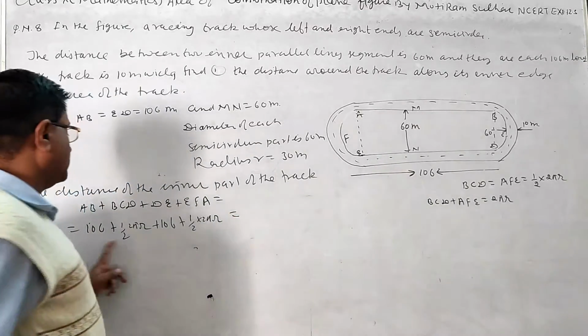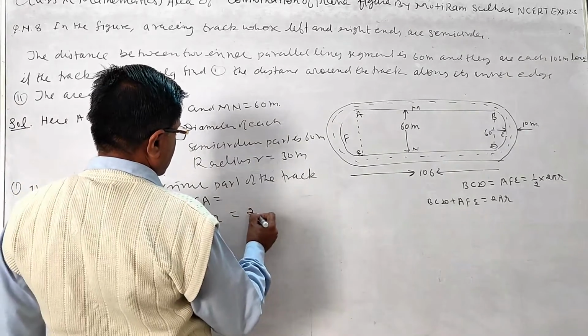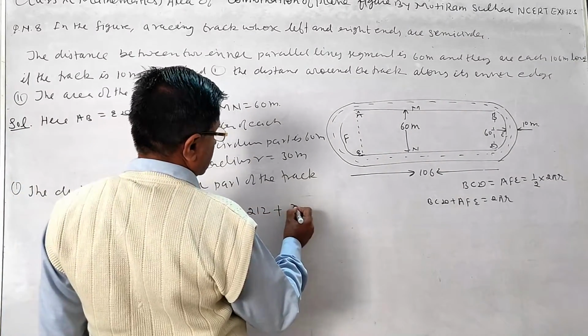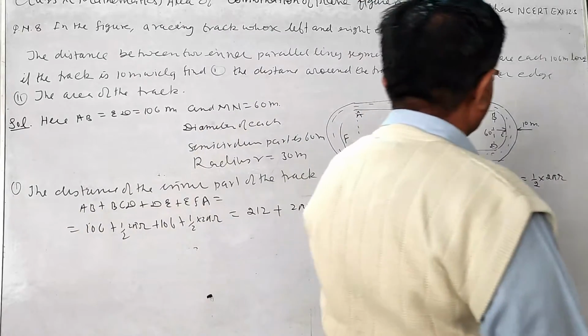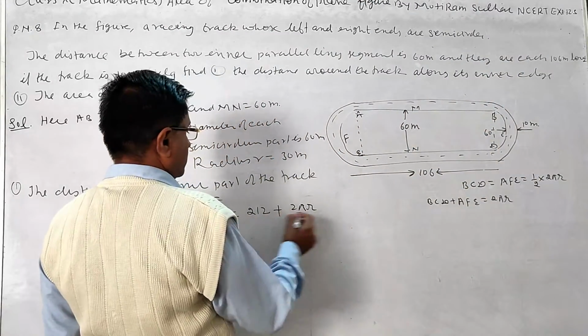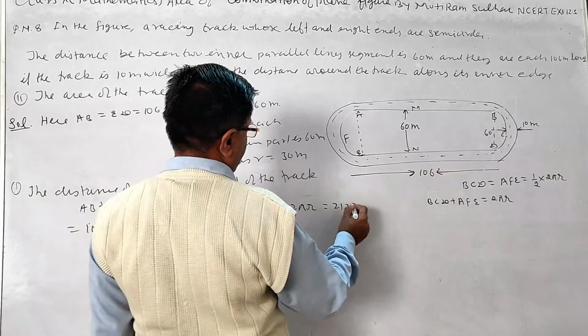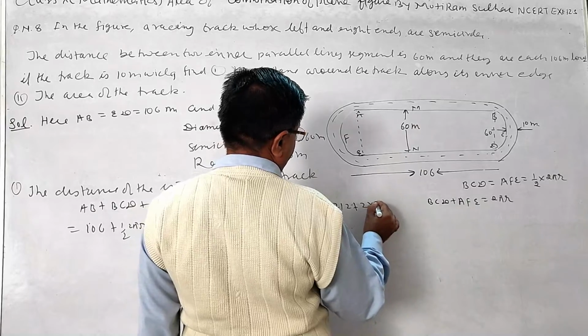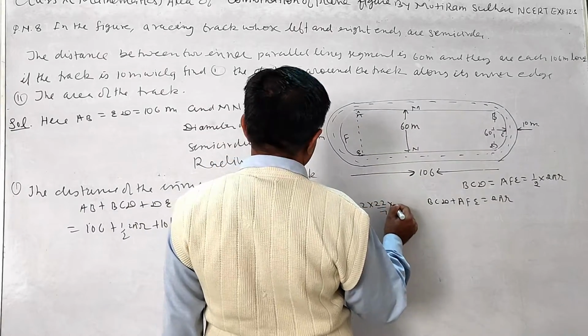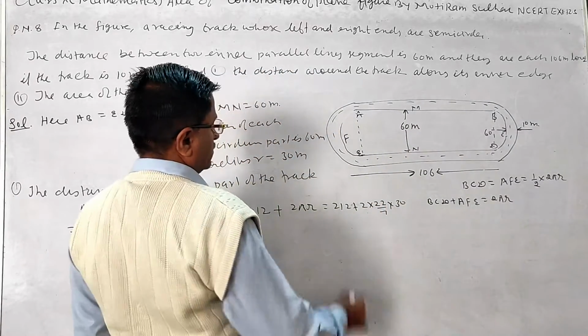So 106 plus 106, 212, plus 2 pi r. Clear? So put the values: 212 plus 2 into pi, 22 by 7, and r is 13. So you can simplify.